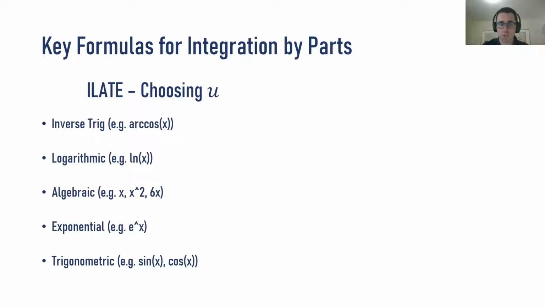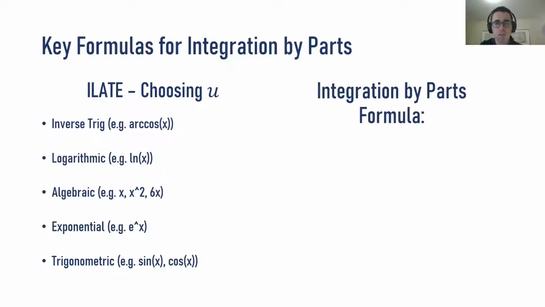When you look at the integrand, you want to scan first: is there an inverse trig function? No. Is there a logarithmic function? No. Is there an algebraic function in there? Yes. We're going to set U equal to that. Whichever one in the list you see first, that's what you should choose to set U to. This will work about 90% of the time. If you get stuck, it just means it's one of those edge cases where it doesn't apply.